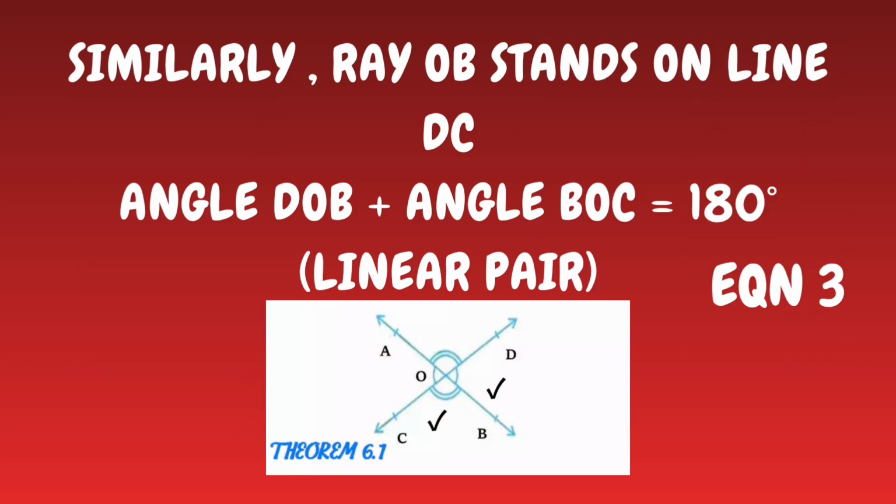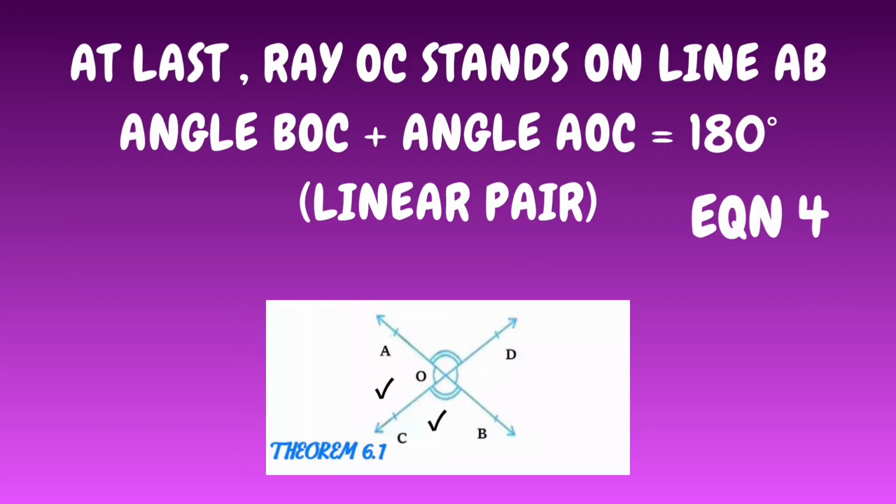Same way, ray OB stands on line DC. Therefore, angle DOB plus angle BOC equals 180 degrees. Equation number 3. At last, ray OC stands on line AB. Therefore, angle BOC plus angle AOC equals 180 degrees.